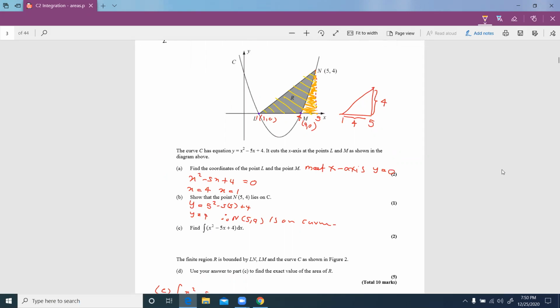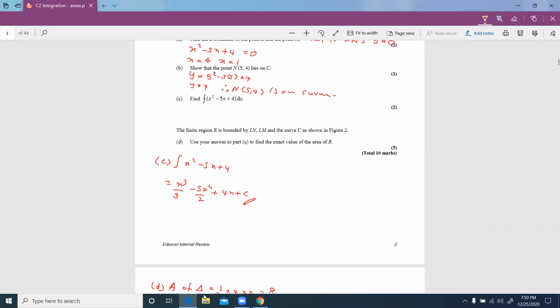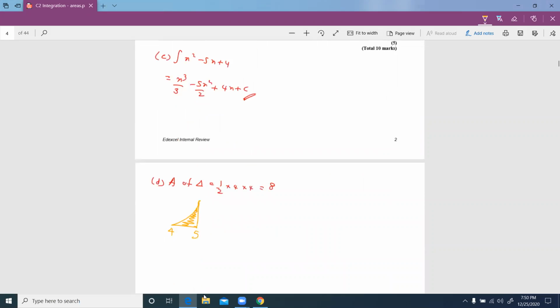So what you need to do is simply integrate x squared minus 5x plus 4. This area is equal to the integration of x squared minus 5x plus 4 from 4 to 5. With that, you can obtain the answer. So this is x cubed over 3 minus 5 over 2 x squared plus 4x. No need of writing c because it's a finite integration from 4 to 5. We receive the answer by substituting the upper boundary minus substituting the lower boundary.